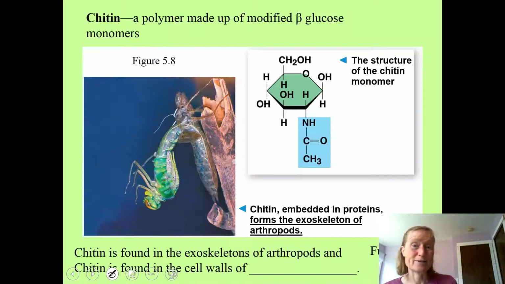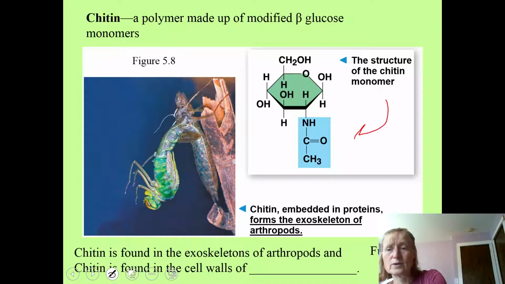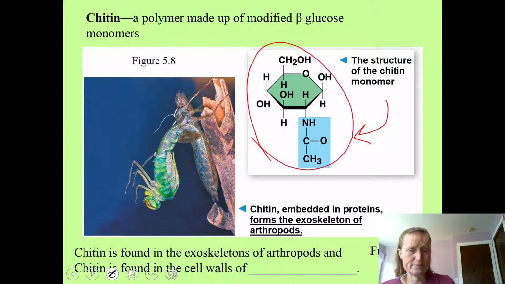Chitin is the last polysaccharide we'll talk about here. Chitin is a polymer made up of glucose monomers again, but this time modified glucose monomers. And what we see in the picture here is a glucose molecule with a nitrogen-bearing attachment to it. And chitin is a string of these put together. Okay, so where is chitin? Well, chitin is found in the exoskeletons of arthropods.